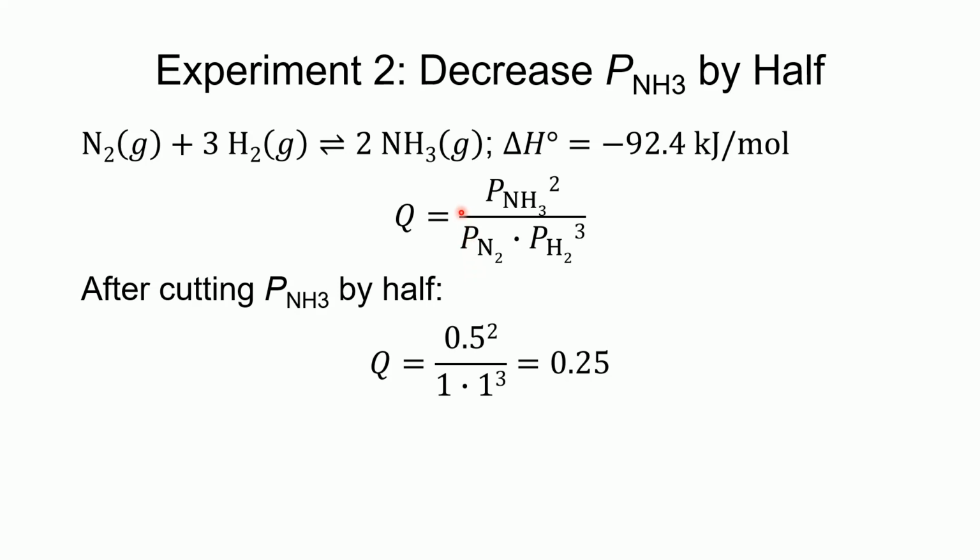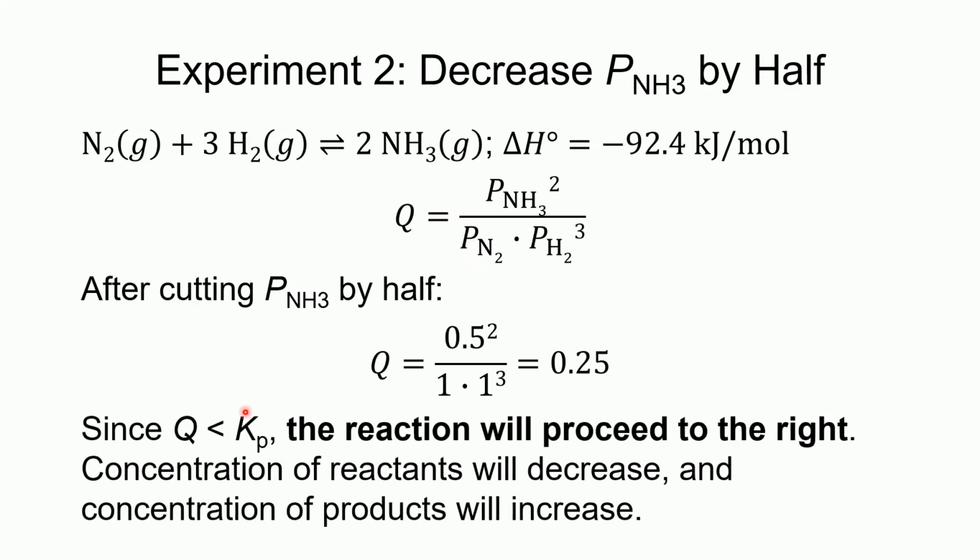And when we relate Q to K, since K was 1, Q is less than K, and again, the reaction will proceed to the right. So by removing ammonia, that shifted the reaction to the right. We will find that the concentration of our reactants, nitrogen and hydrogen, will decrease, and the concentration of our product will increase as it's going towards equilibrium.